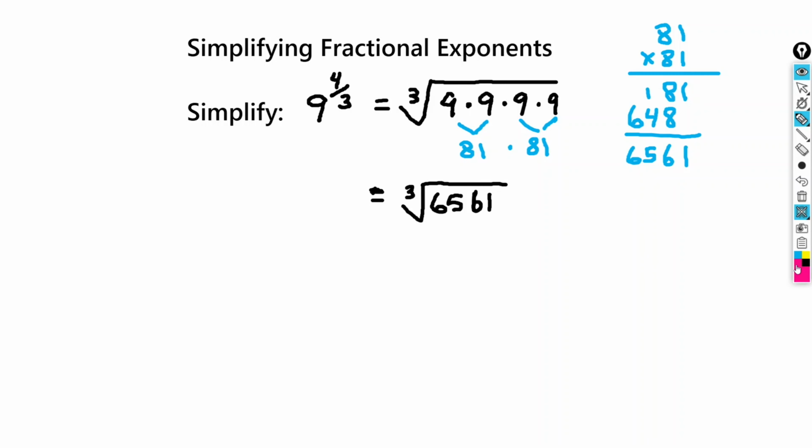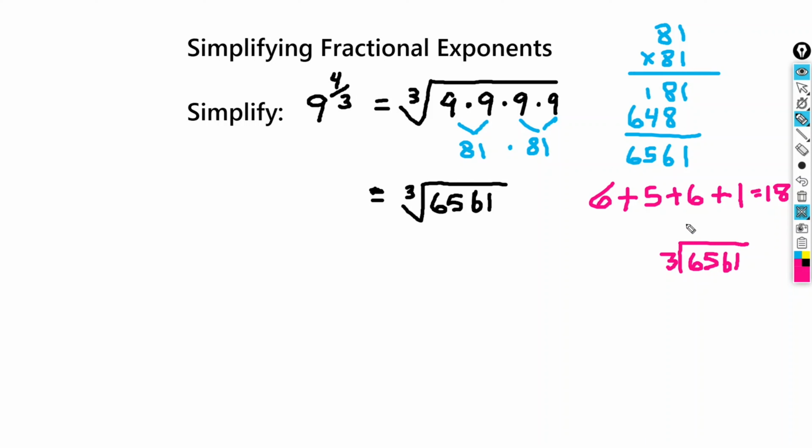So if you see my video on divisibility rules, if I add up these numbers, so I have 6 plus 5 plus 6 plus 1, well, that's 11 plus 6 is 17 plus 1 is 18. So because 18 is divisible by 3, I can divide this number by 3. So I'm going to take 6561.